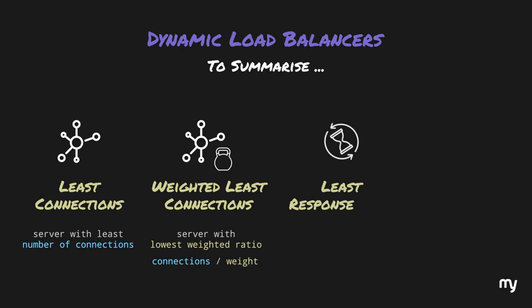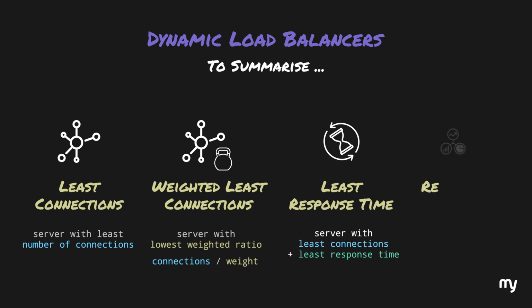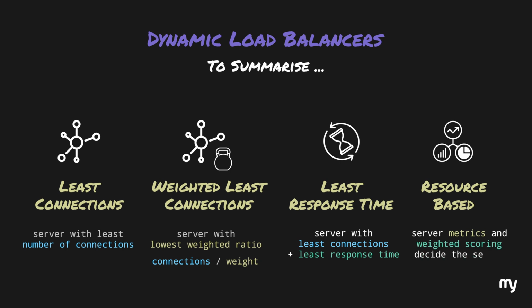Next we have the least response time, which first finds the server with the least number of connections. If there are multiple, it sends the request to the one with the least average response time. Finally, we have the resource-based load balancing, where each server's metrics are taken into consideration and the most underutilized server gets the request.